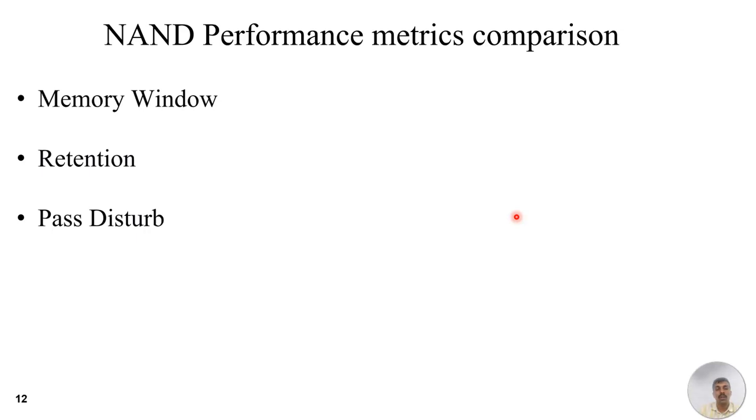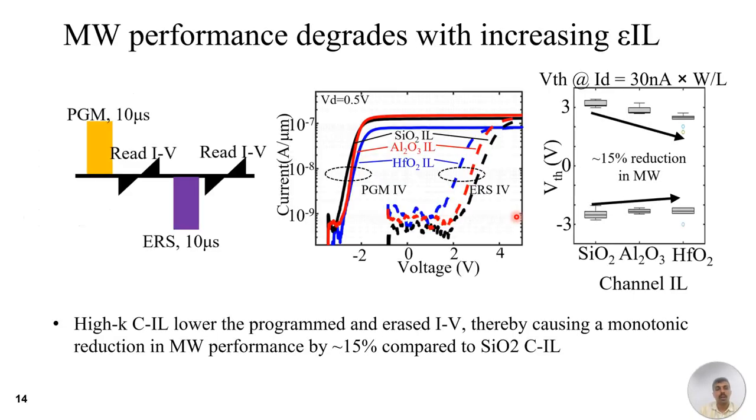Now let us try to understand the NAND performance metrics individually. We will start with memory window first. To understand the memory window performance, we used pulsed IV measurement, which is shown here, where we apply a program pulse followed by a read IV, and an erase pulse followed by a read IV, to get the device's VTH. As we see in the IV plot, the program state and the erased state are shown for all the CIL materials. And as we transition from SiO2 CIL to HfO2 CIL, the programmed and erased IV tend to degrade.